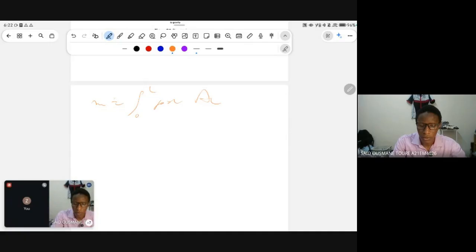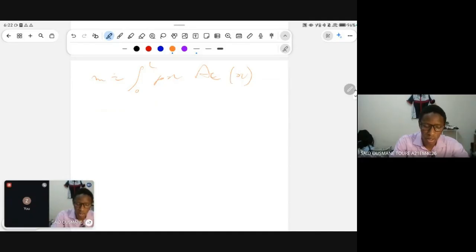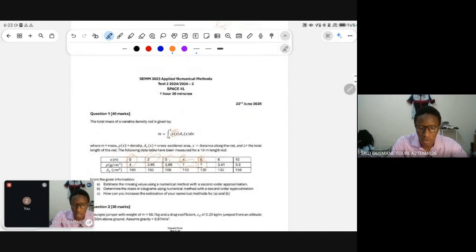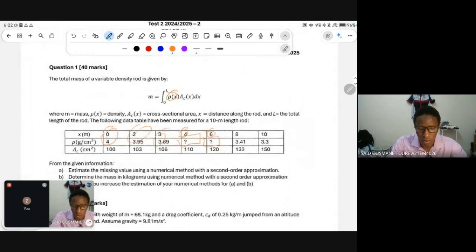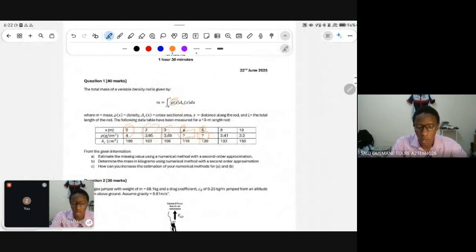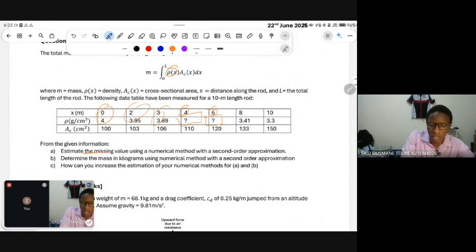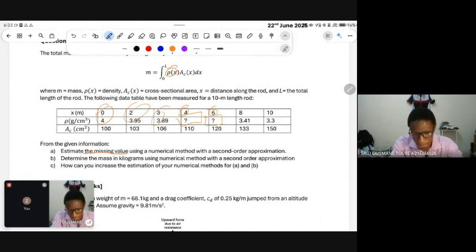You have rho x and AEC of x. So for this one, first of all, you are required to find the missing values in rho x. Rho x is a function. The function, as you've seen here, has values. You are required to find the missing values. Estimate the missing values.